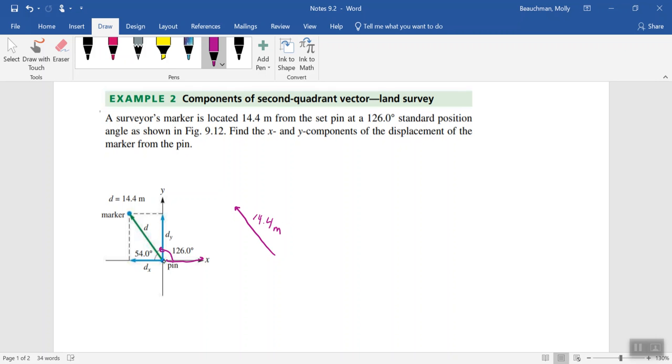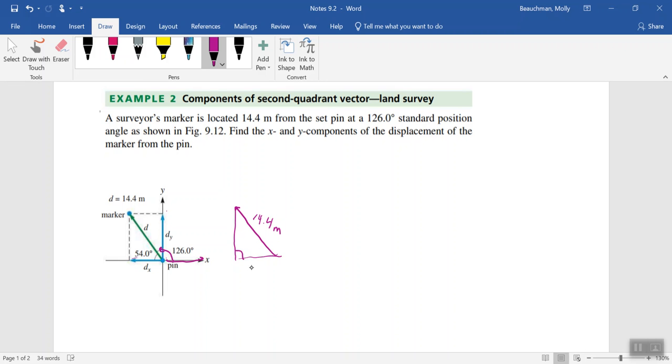What I want to find is the x and the y components of that 14.4 meter vector. So we're making a right triangle. Use the reference angle 54 degrees. Drop a right triangle to the x-axis.